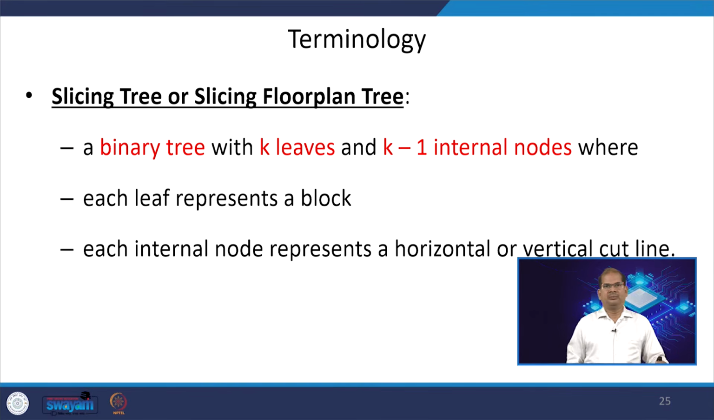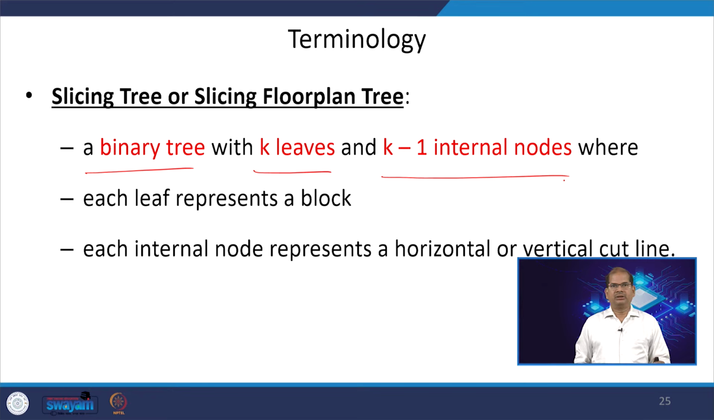Now, this slicing floor plan we can represent using a slicing tree. We have a binary tree with k leaves and k minus 1 internal nodes. Each of the leaves is represented by a block. Each leaf is one of the blocks of your design, and each internal node is either a horizontal cut or a vertical cut. I will repeat it again: the leaves are the blocks and the internal nodes are the horizontal or vertical cut lines.